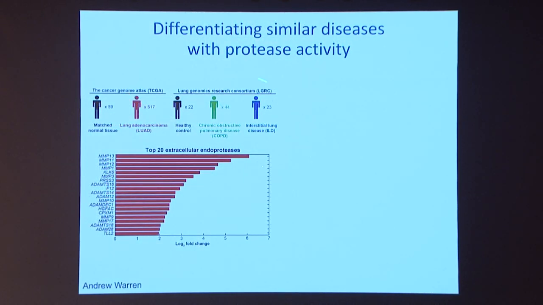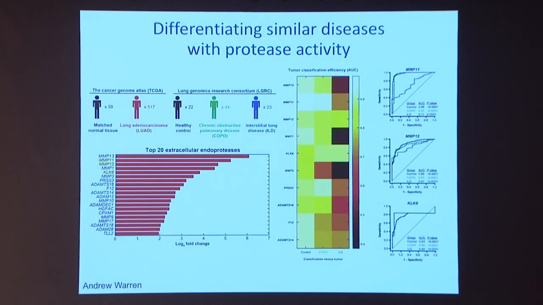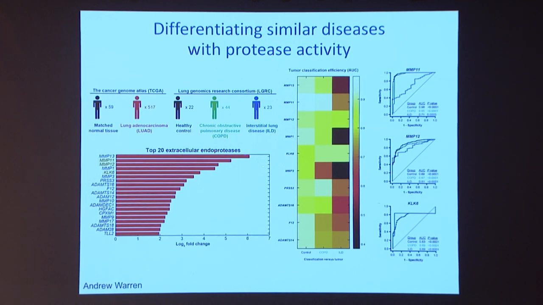And then it turns out there are also databases in the Lung Genomics Research Consortium that allow you to pull out proteases for COPD and ILD. And in fact, you can come up with, at least at the RNA level, classifiers that allow you to distinguish between these different diseases. So that was very intriguing. What we wanted to do then was build a probe set just around making the cancer call, and then go back in a mouse model and see whether we could detect lung cancer.